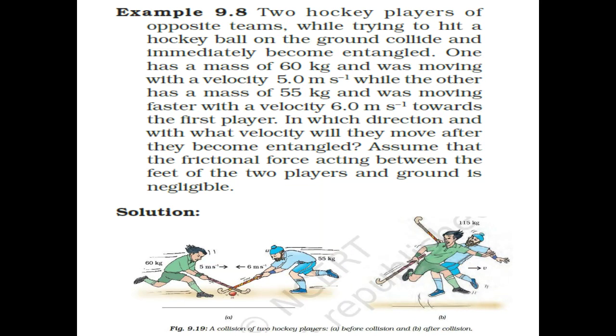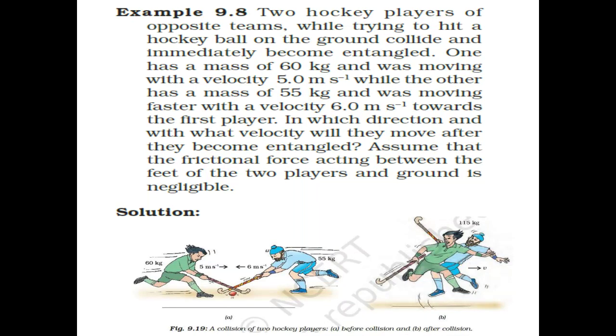We will take care that we are taking velocity of this boy, that is u1, as positive, and then we have to take this as negative. In all the numericals, if directions are opposite for both the objects, then we will take one velocity with a negative sign. Now, in which direction and with which velocity will they move after they become entangled? And assume that the frictional force acting is 0.